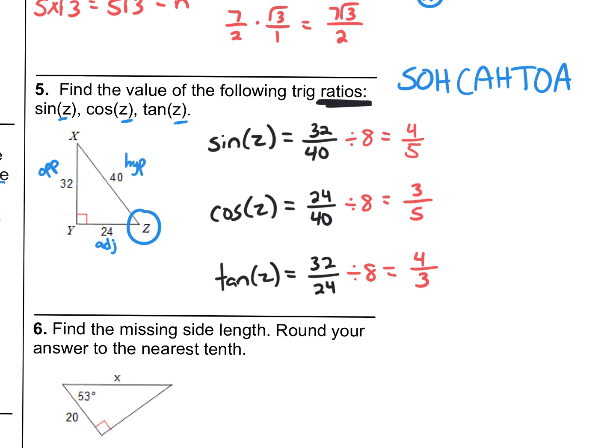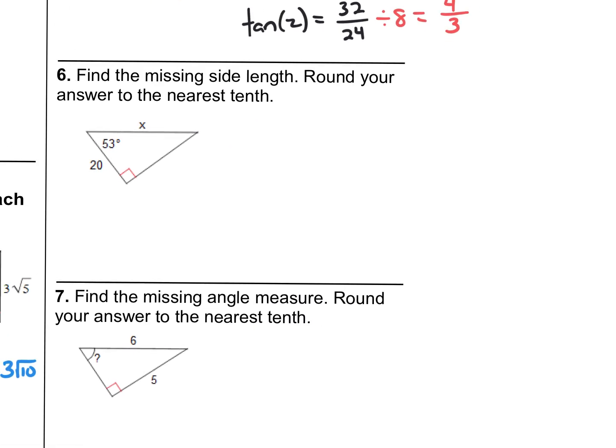All right. Now with 6, we are finding a missing side. For 6 and 7, there were the 4 steps that we followed. Do we remember what step 1 was? Circle the angle. Step 2, label the sides. What is our side X? Hypotenuse. 20 is the adjacent side.